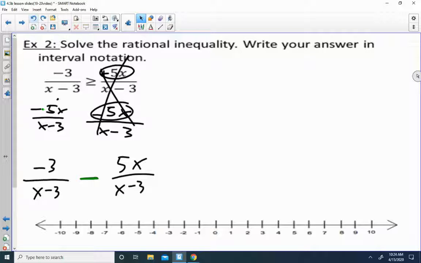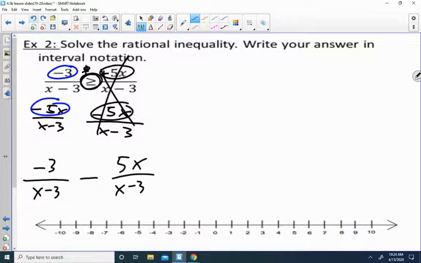Here, the minus is acting like the subtraction sign or the negative sign for the 5x. So in other words, -3 minus 5x. And then our inequality, in this case, is greater than or equal to. And on the right side, since everything cancels, that's just going to become 0.